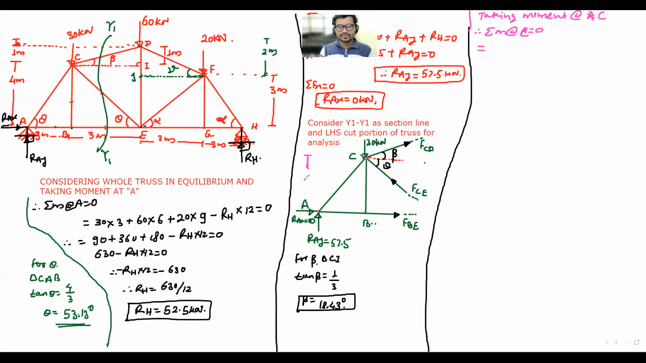4 meter. So who will become 0 now? 30 will become 0, CD will become 0 and CE will become 0. BE will not become 0 because RAY is here. So how is RAY going to rotate at point C for this truss? Clockwise. It pushes upward, so it will rotate like this, clockwise, right?